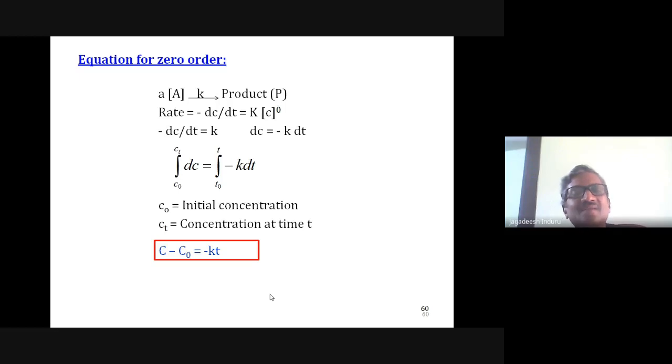It means if you are applying the limit after the integral, you are going to get final concentration minus initial concentration is equal to minus Kt. This is actually the reaction equation for zero order. It is a derivation which you will generally be asked. You need to represent it with this.